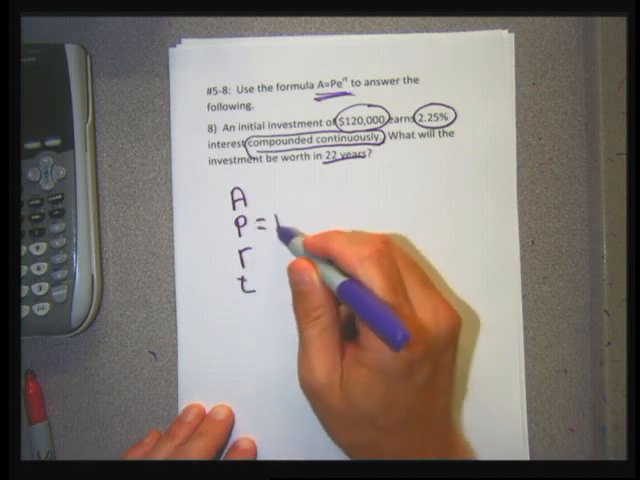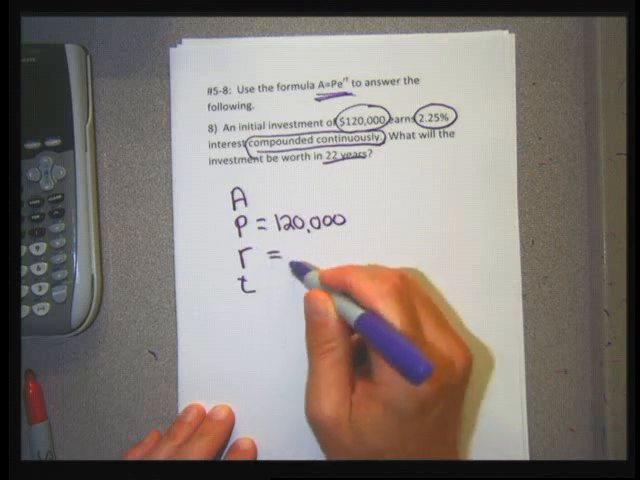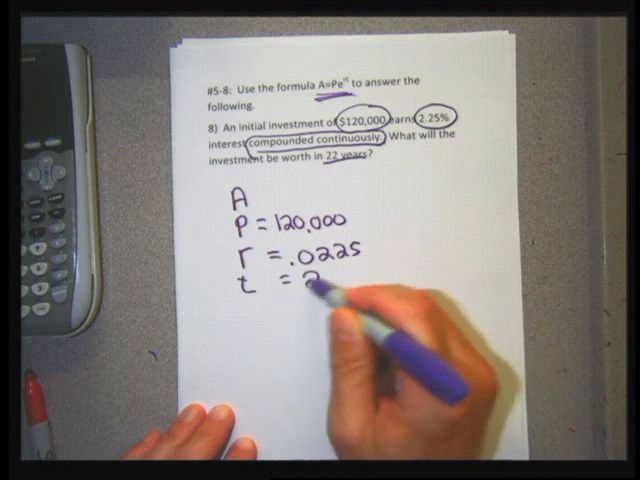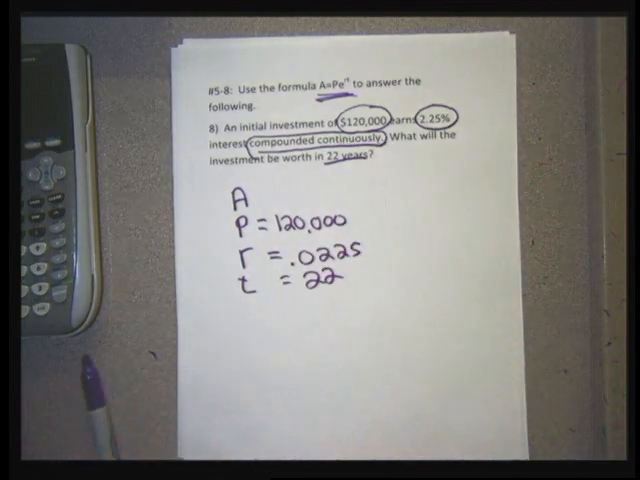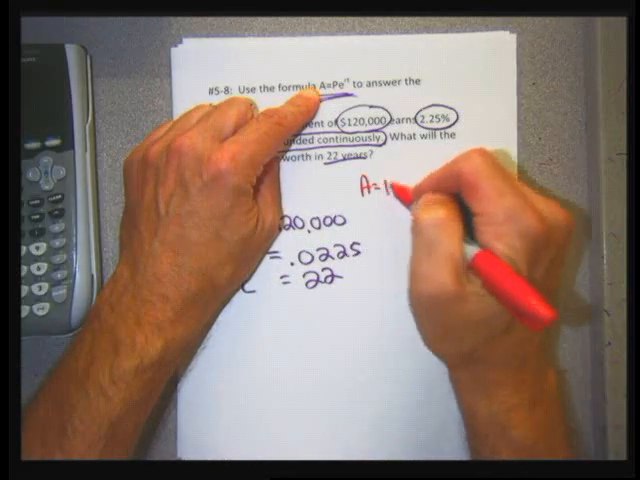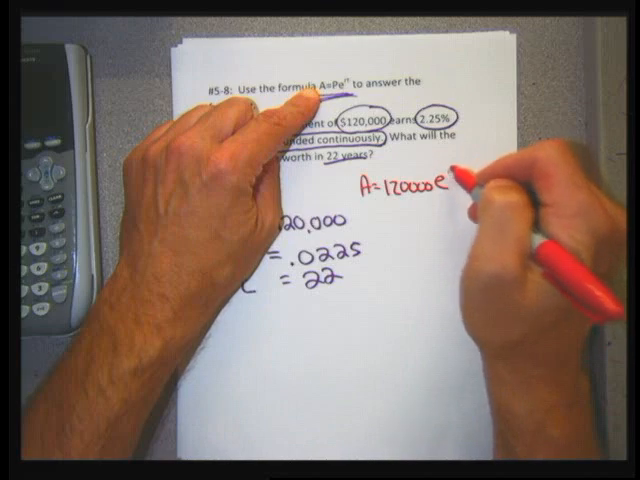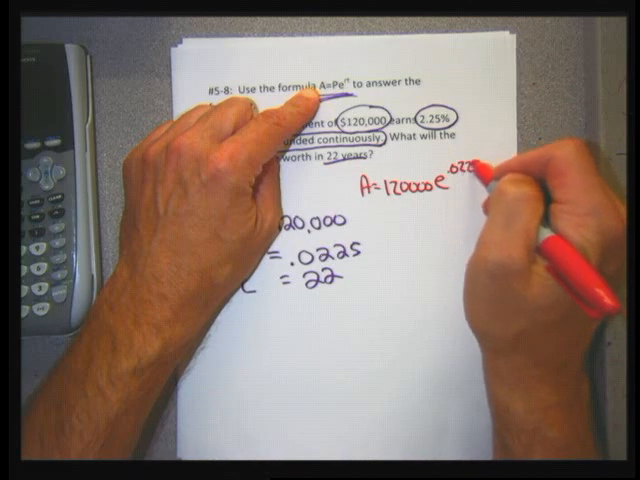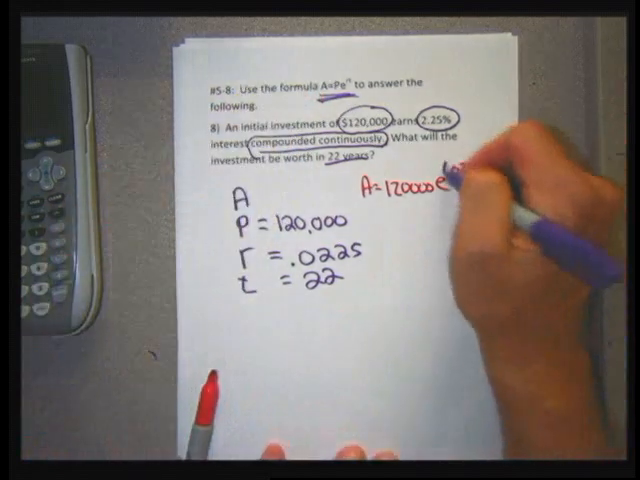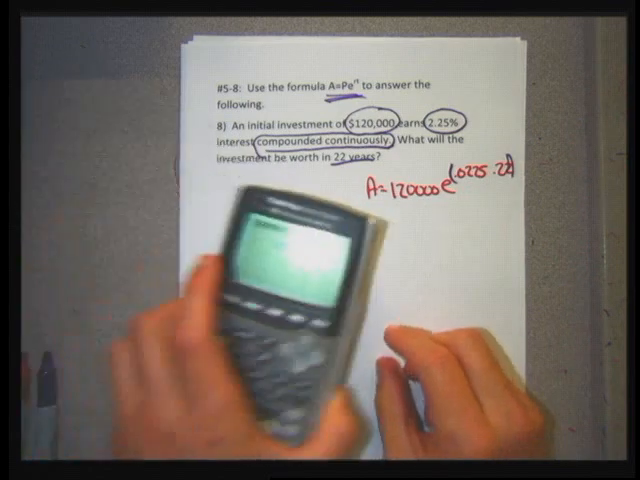The P is the starting amount, and that's this $120,000. The R is the interest rate as a decimal, which will be 0.0225. The T is going to be 22 years. Take those values and plug them into the formula. I'm going to go A equals 120,000 times E to the 0.0225 times 22. And again, when I use my calculator, I have to put the exponent in parentheses. Now it's just a calculator problem.